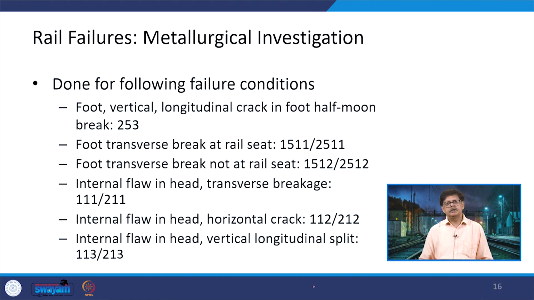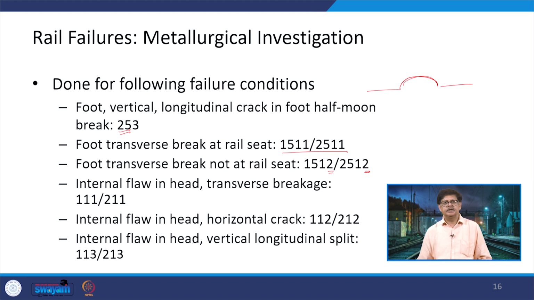Then the foot vertical longitudinal crack in the foot, half moon break. So, a half moon break means the break has occurred in this form in the foot area. So, that is being coded as 253. The foot transverse break at a rail seat. So, at the rail seat itself, if there is a breaking in the transverse direction, which is coded as 1511 or 2511, then also it has to be sent. Then foot transverse break which is not at a rail seat, which is coded as 1512 and 2512, that means the last code has changed here.